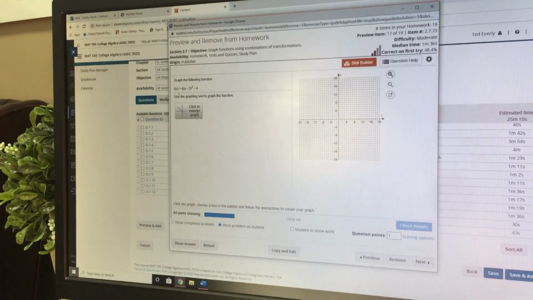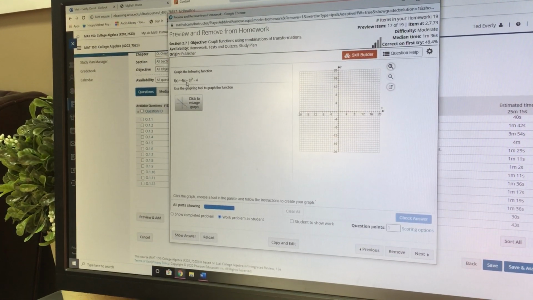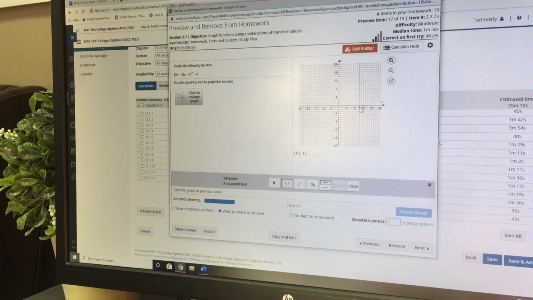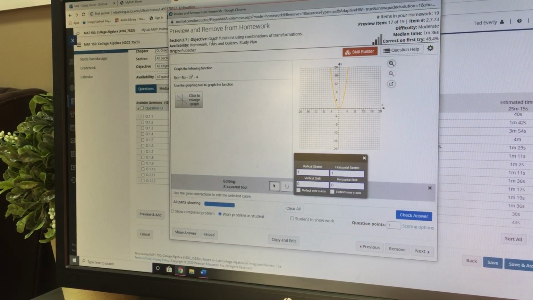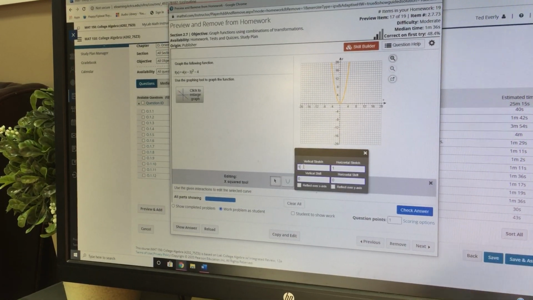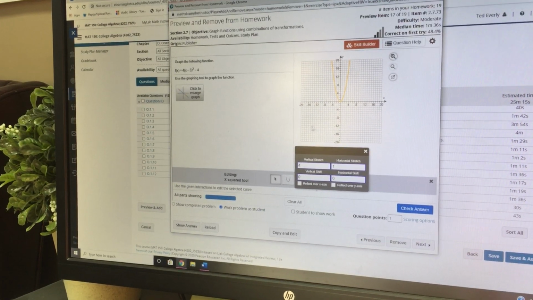Okay. So we're going to graph this one. See how it's x squared, see how it's squared. This is quadratic, so we're going to click the quadratic and then click the boxes. All right, right there's a stretch of 4. So right here, vertical stretch, this should be 4.